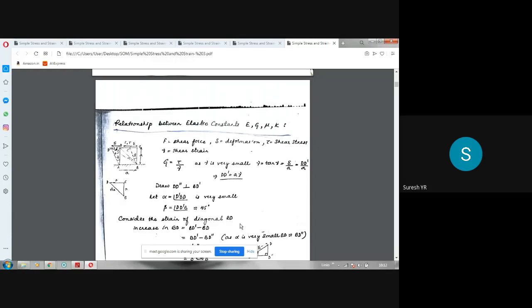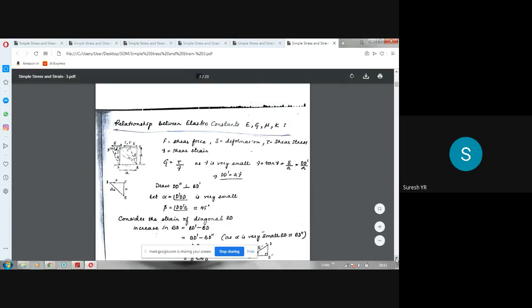Now consider the strain of diagonal BD. This BD has been stretched now. What is the strain of BD? We first have to calculate the increase in BD. Initially BD was the length; now BD has changed to BD dash. So the increase in length will be BD dash minus BD double dash. The reason is that since alpha is very small, BD can be equated to BD double dash.